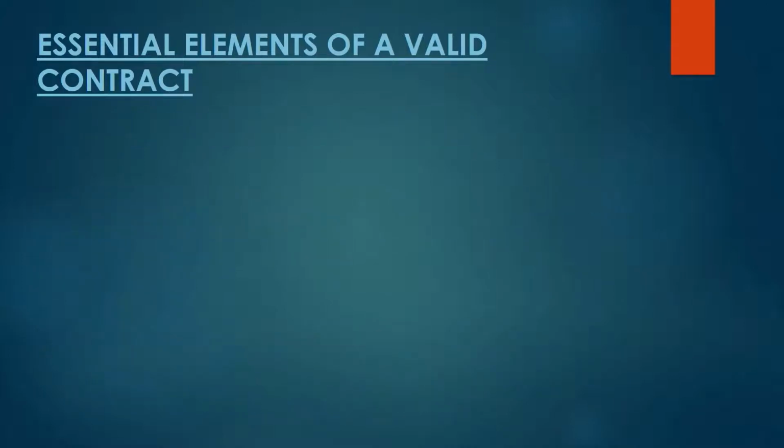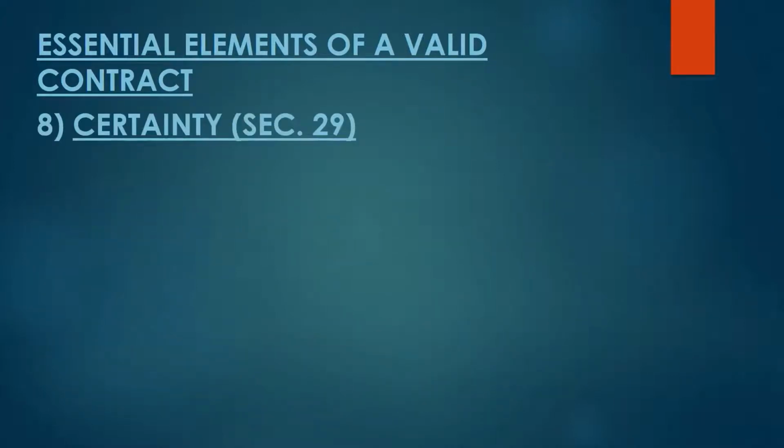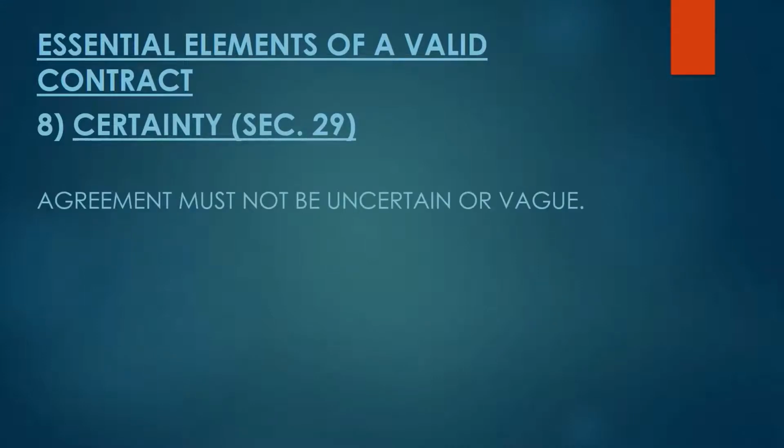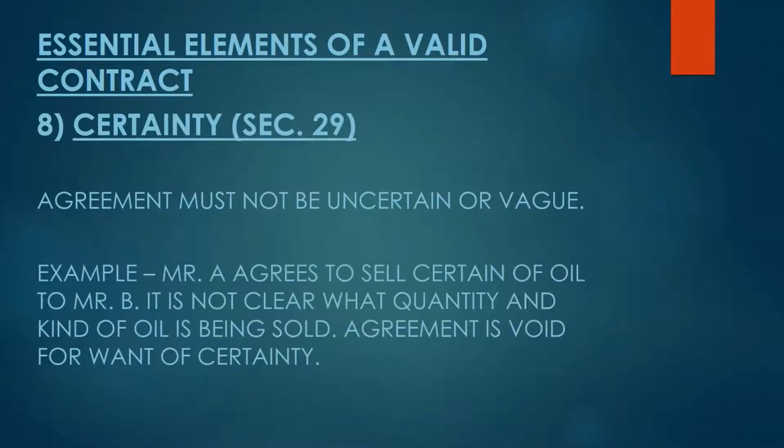Okay, next element. The next one is certainty, section 29. Now, the terms of the agreement must not be uncertain or vague, right? For example, Mr. A agrees to sell a certain quantity of oil to Mr. B, right? So it is not clear what quantity and what kind of oil is being sold, how much quantity he will be selling, what type of oil it is. These things are not clear, right? So this is why this agreement is void, because there is no certainty. The terms of the agreement are quite loose and vague.